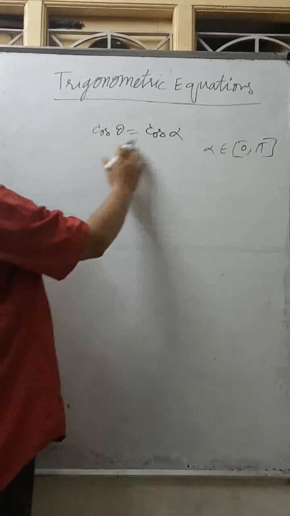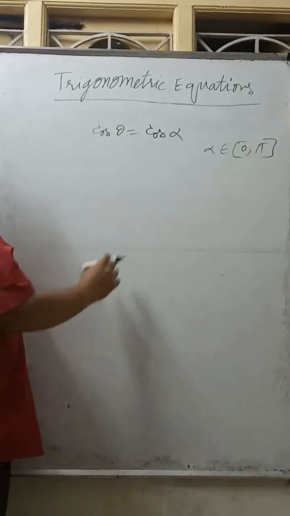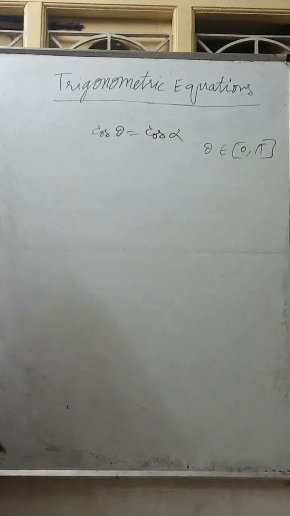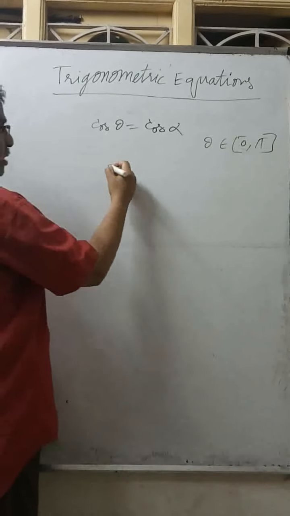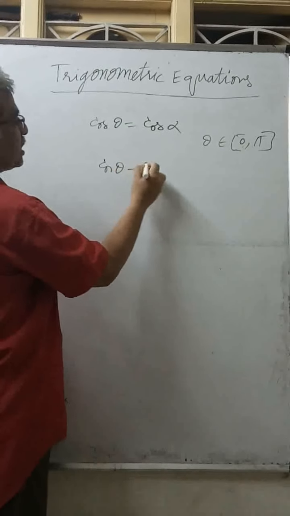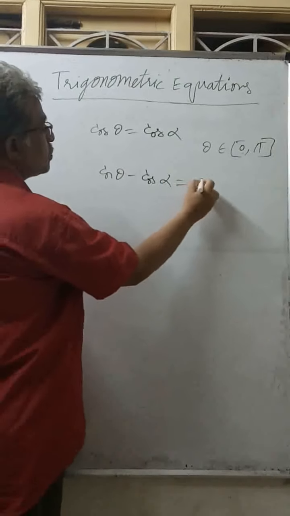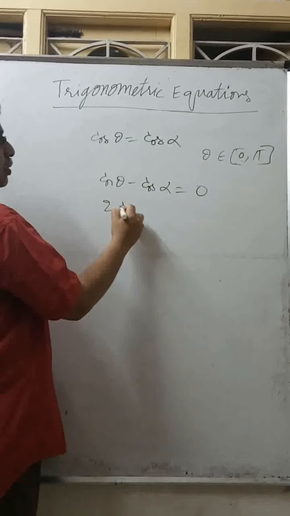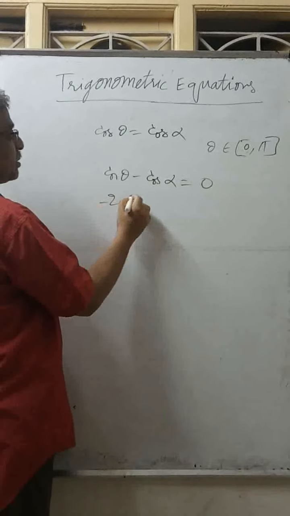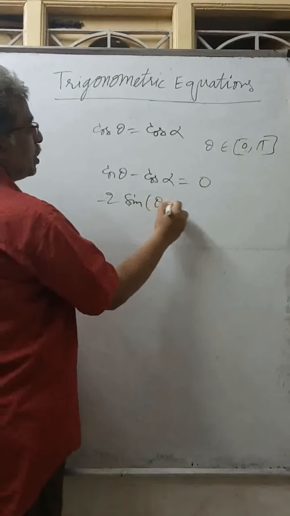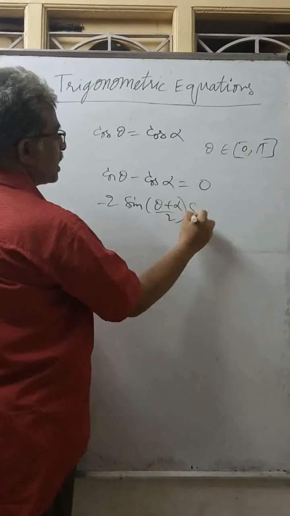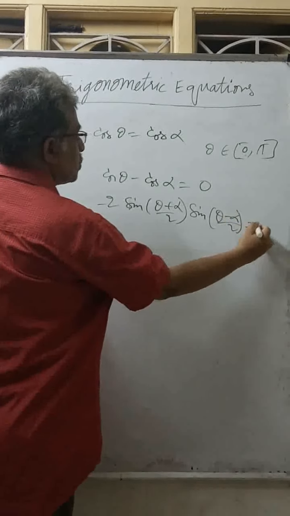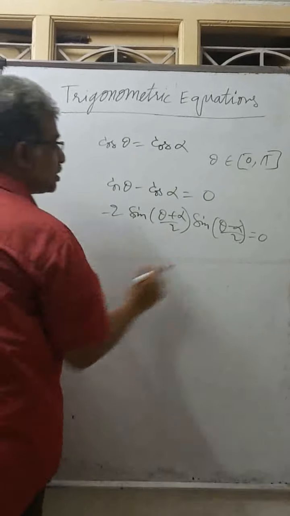If cos theta equal to cos alpha, theta belongs to 0 to pi or alpha belongs to 0 to pi, it doesn't matter. The general solution of cos theta minus cos alpha equal to 0. Now this is cos C minus cos D, which is minus 2 sin of (C plus D) by 2, that is theta plus alpha by 2, into sin of (C minus D) by 2, that is theta minus alpha by 2, equal to 0. So either this is 0 or this is 0.